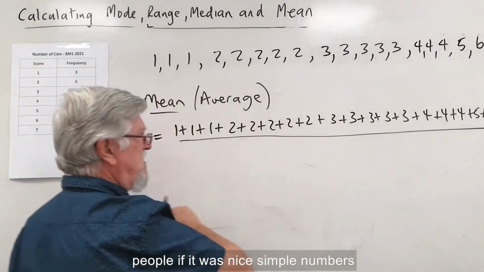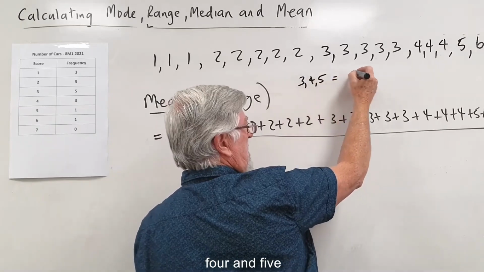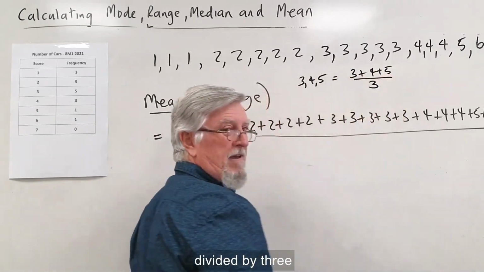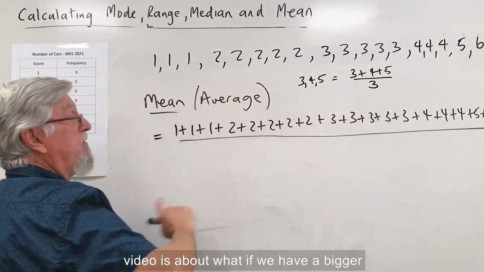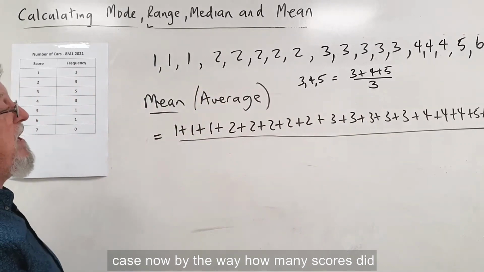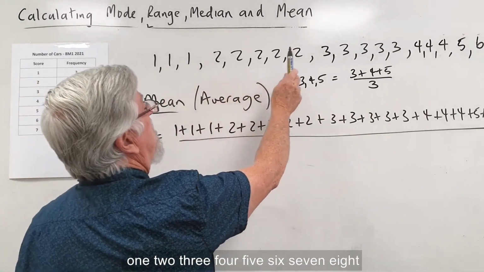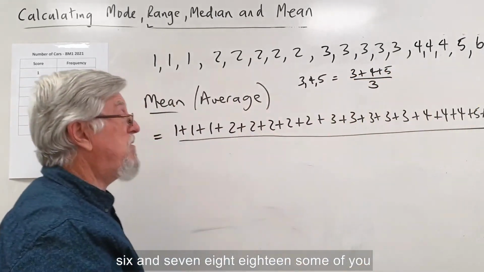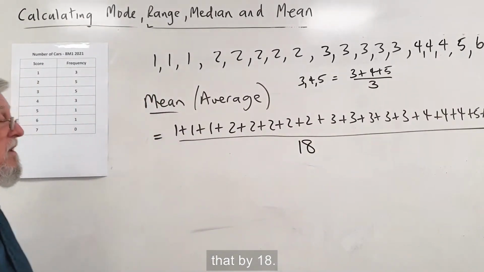And if it was nice simple numbers, like if we had say 3, 4 and 5, you go 3 plus 4 plus 5 and divide it by 3. So that's easy for most people, but this video is about what if we have a bigger case. Now, by the way, how many scores do they have? You can go through here and go 1, 2, 3, 4, 5, 6, 7, 8, 9, 10, 11, 12, 13, 14, 16, 17, 18. Some of you can fast forward if you want to, well, I'm going to do in a moment, so we divide that by 18.